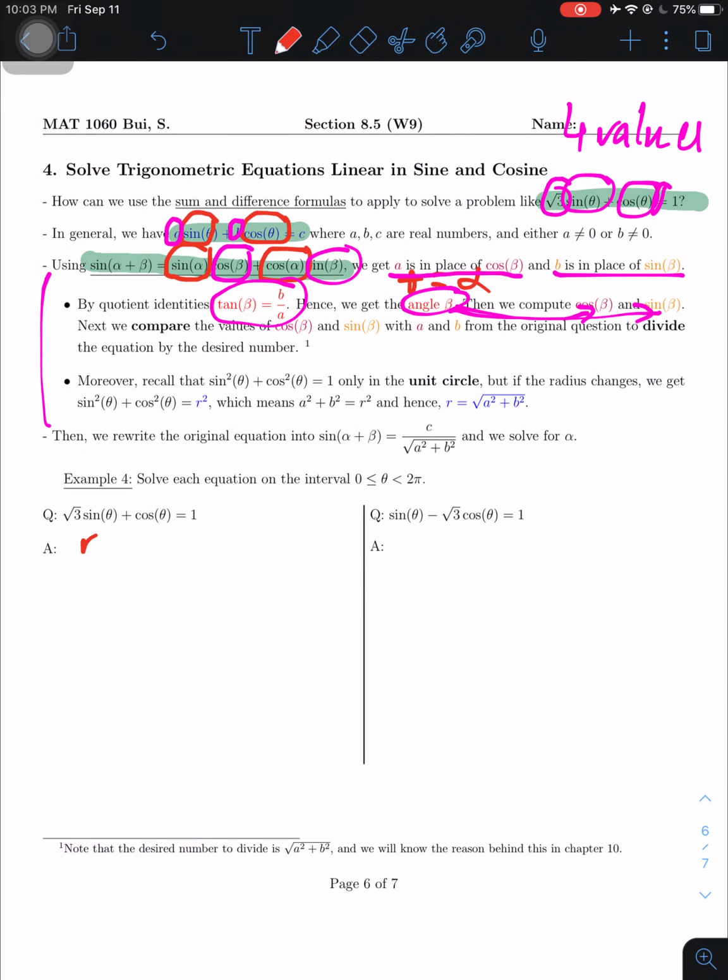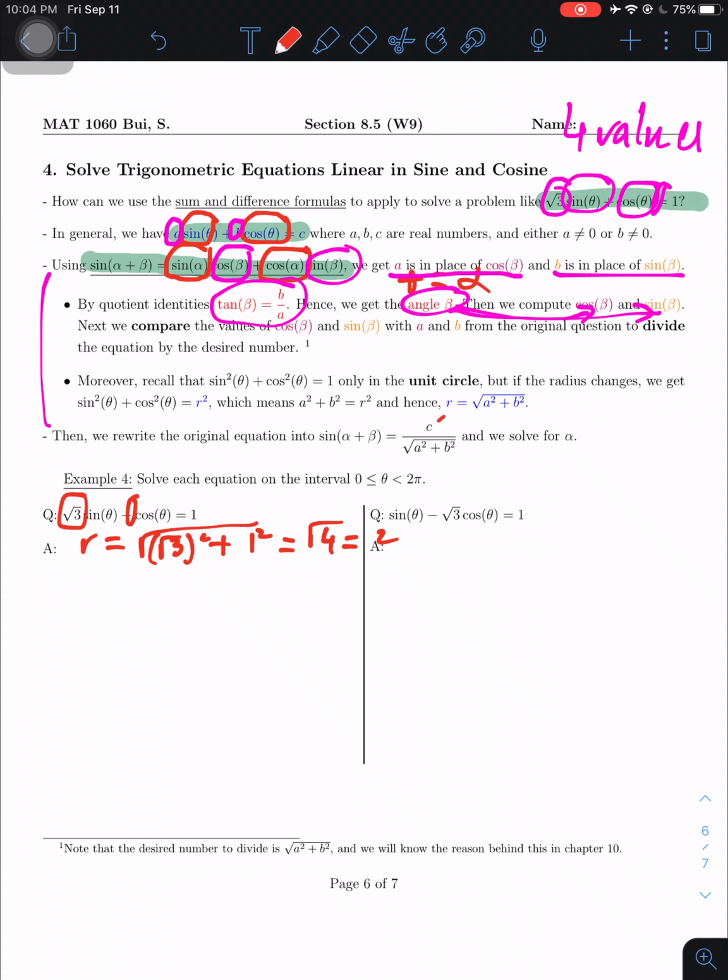Well, r equals the square root of the sum of squares of the numbers in front of sine and cosine. Here we have a square root of 3, and here we have an invisible 1. So technically, we're going to have the square root of square root of 3 squared plus 1 squared. Okay? And then if you put the whole thing into the calculator, it's going to give you 4 in here, and the square root of 4 is 2. So our radius, or our r in here, is 2.